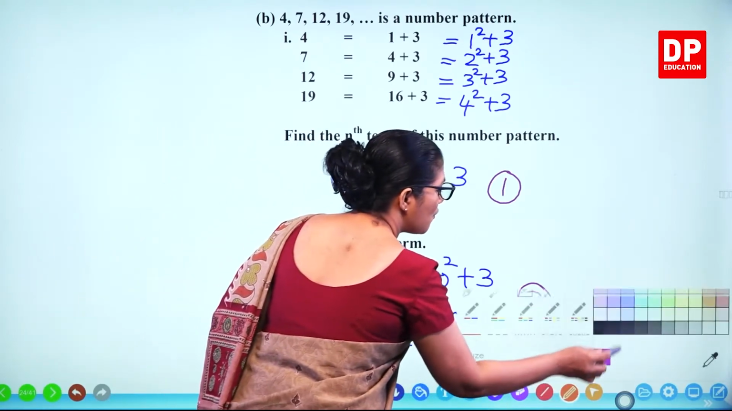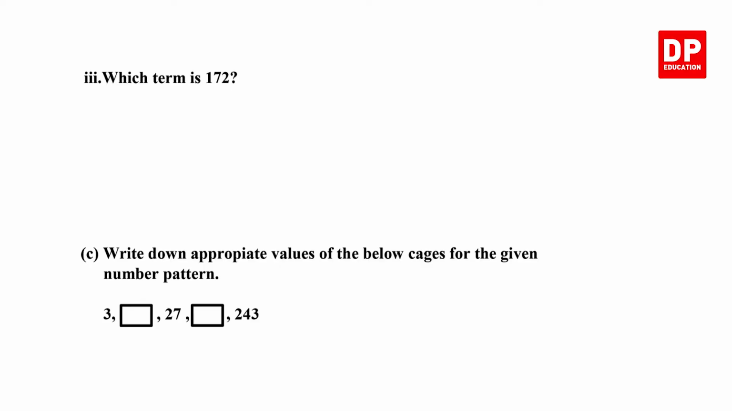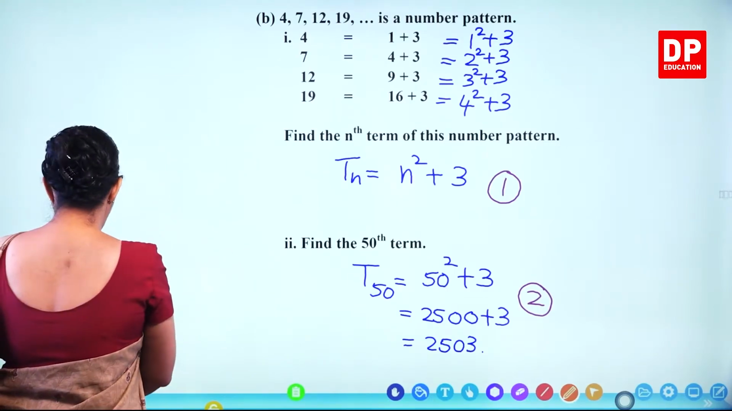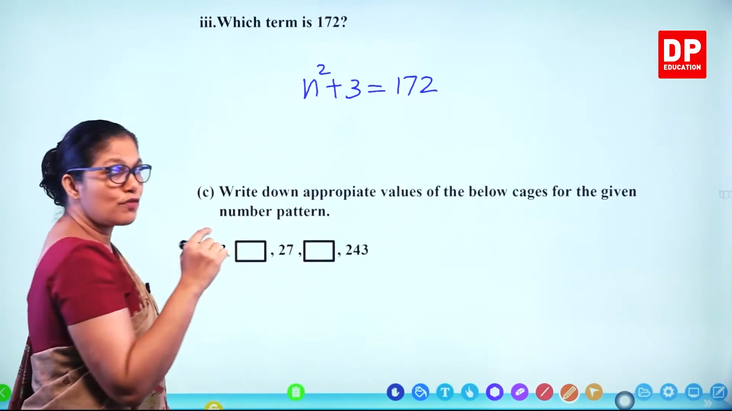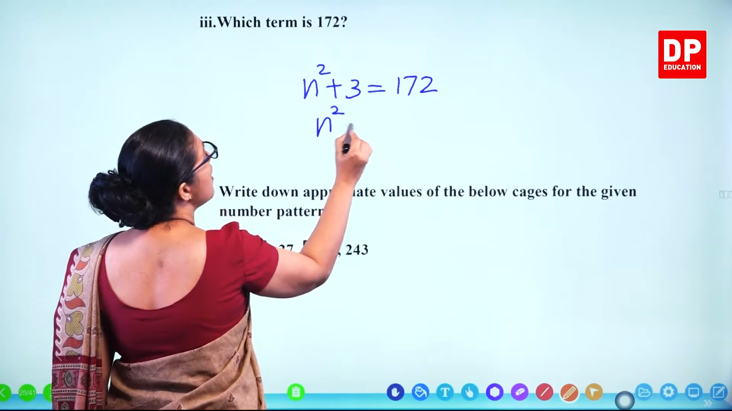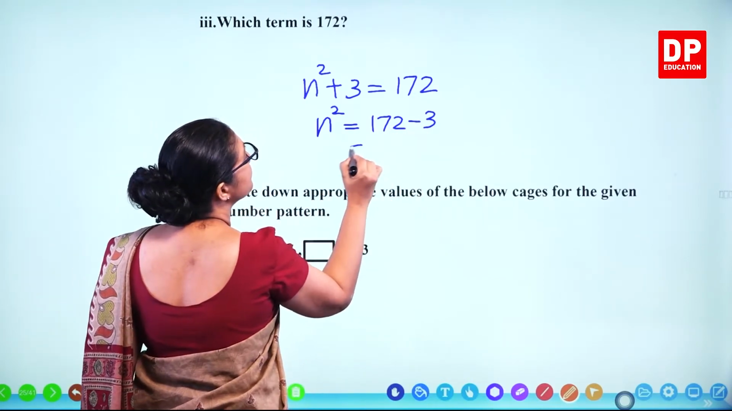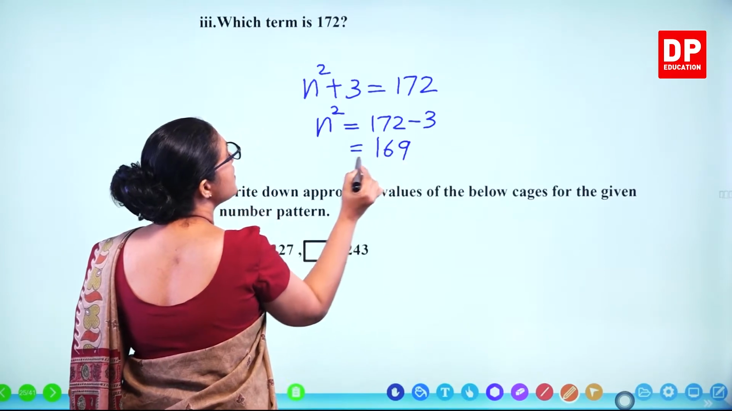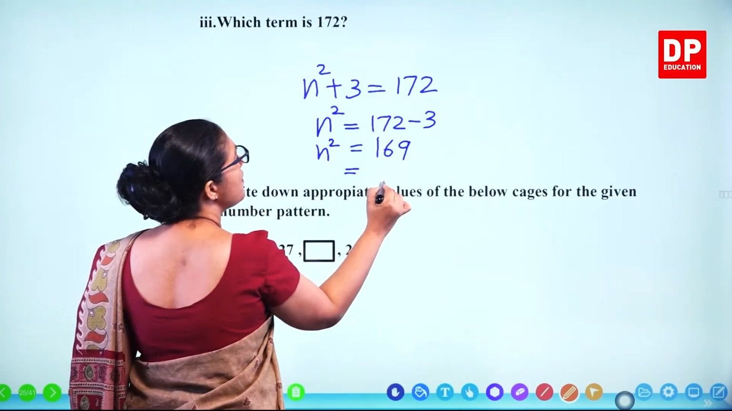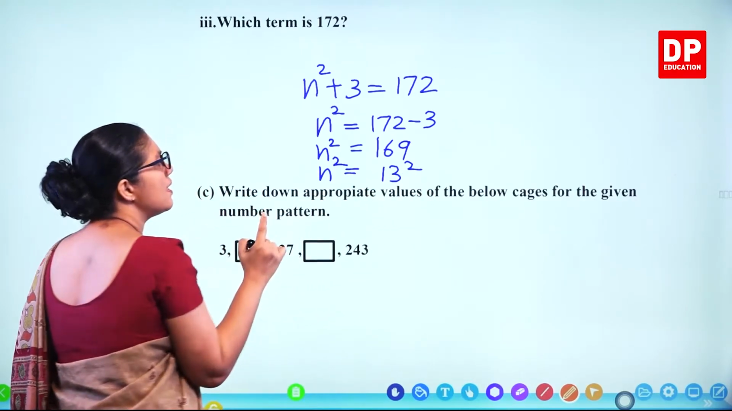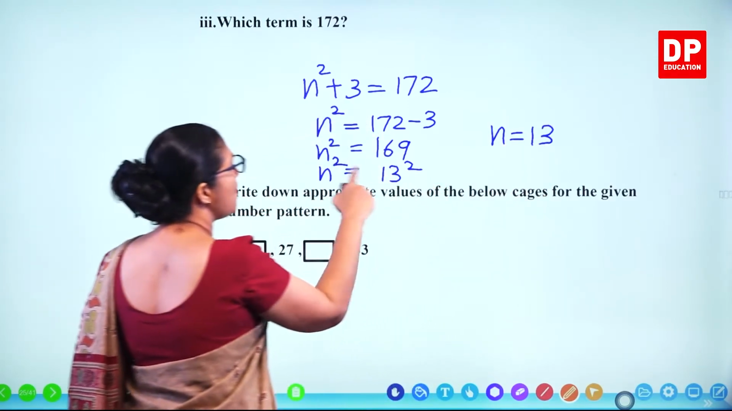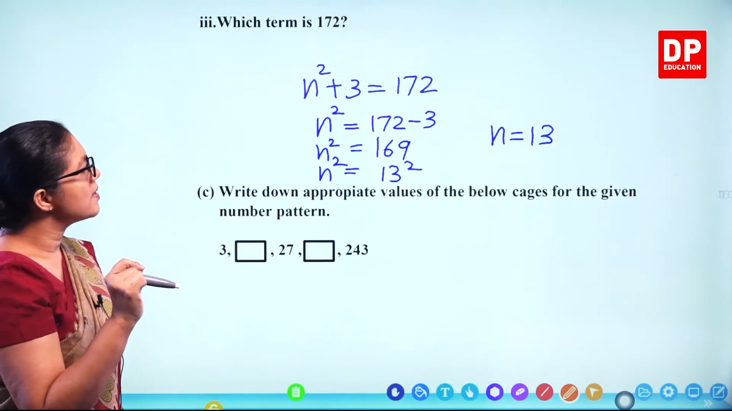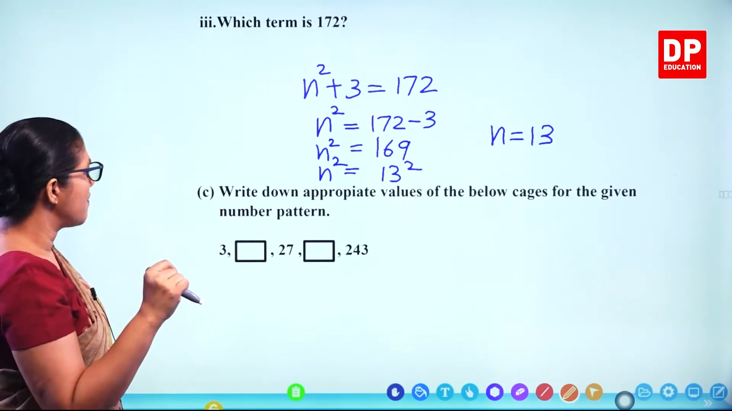So we have another few parts. Which term is 172? So what's the nth term? n squared plus 3 equals 172. So you need to find the value of n. n squared becomes 172 minus 3, 169. So what's 169? Can you remember? That's 13 squared, 13 times 13. So if this is 13 squared, n is 13. Same power, you can compare the bases. n equals 13. So the 13th term is 172.